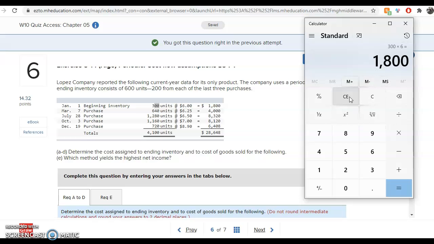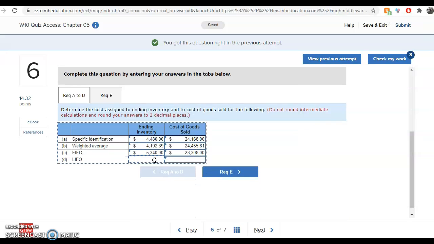Remember that because this calculator is weird. And then we're going to take 300 from the next group. So 300 times 6.25 is plus our 1,800. And there we go. That's our cost, or our ending inventory balance. So we have 3,675.